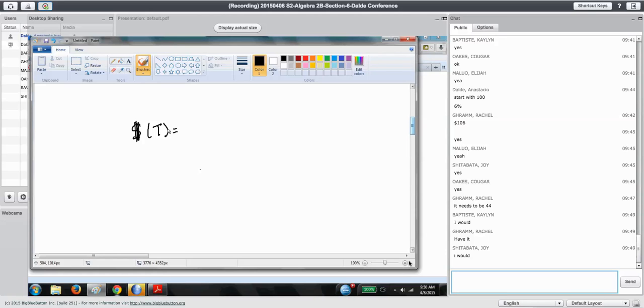All right, here we go. Dollars as a function of capital T is equal to 100 times 1.015 to the capital T. This is the equation for our money. This is how much money we would have after every 3 months. This is going back to the original problem. Does that make sense?